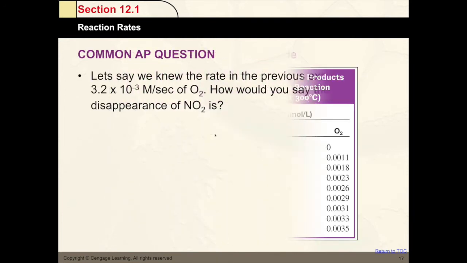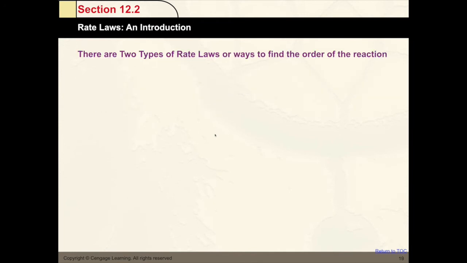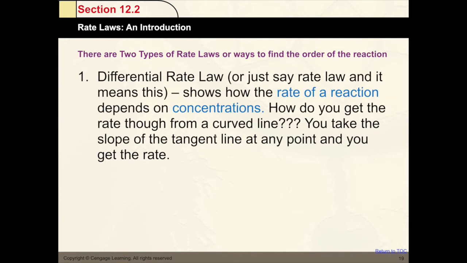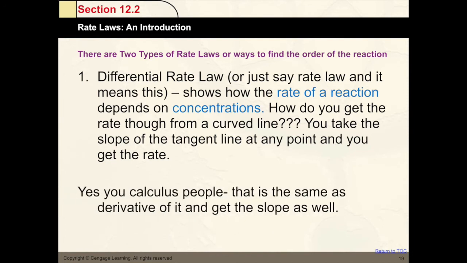Yes, you could definitely do that, but you know, my calculus is a bit rusty, and probably a lot of you, it would take a lot of work, right? So what we're going to do is a little bit easier than calculus on this. So you could take the slope of the tangent line at any point and you get the rate. But we are going to do something a little bit different, and that's the same as taking the derivative. We'll do something easier.